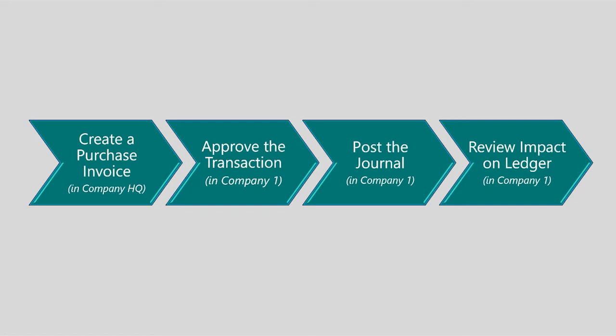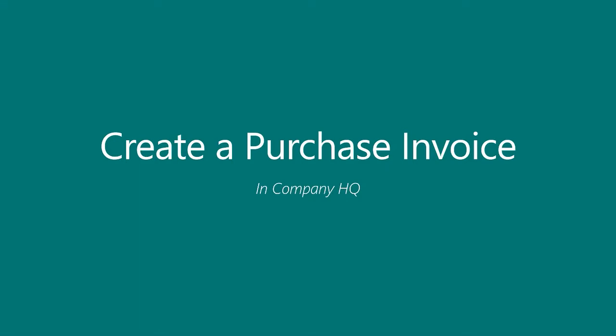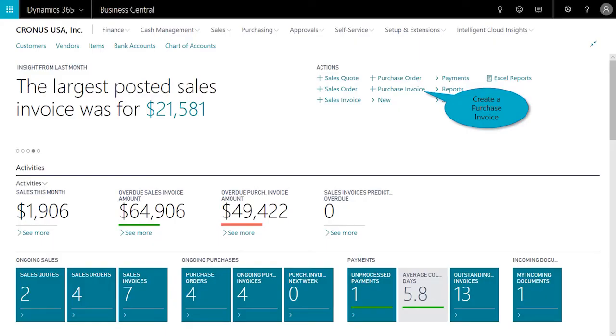So in this scenario, we're going to create a purchase invoice in the main parent company. I'm going to approve that transaction in the subsidiary company. We'll post that journal in the subsidiary and then review the impact on the ledger. The scenario is your parent company receives an invoice from a vendor for consulting services, and some of the costs, about $1,000, are incurred by the parent company, whereas some of the costs, about $750, will be deferred to the subsidiary company.